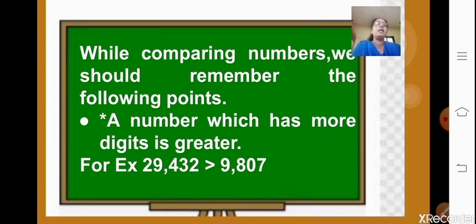Now here see in the example, 29,432 is greater than 9,807. Why? Because 29,432 is a 5-digit number, whereas 9,807 is a 4-digit number. So it is obvious that the 5-digit number is greater than the 4-digit number.